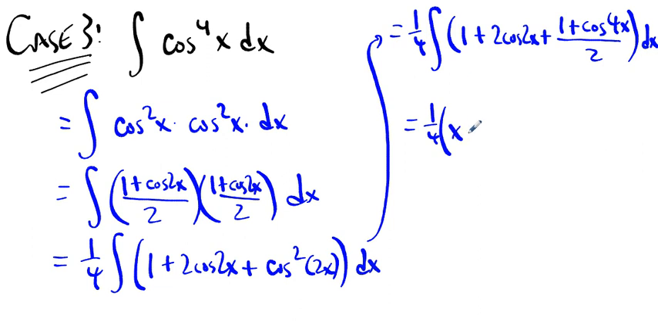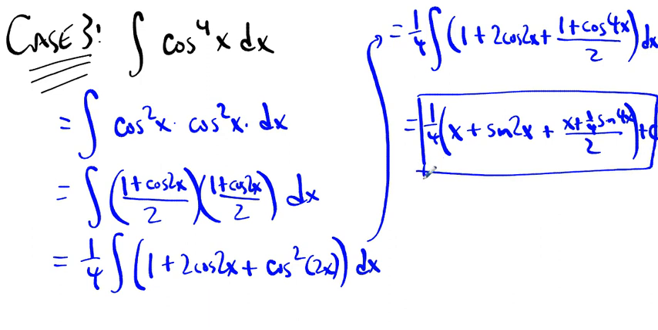The integral of 1, got it. The integral of 2 cosine 2x, got that. Took me a minute, needed to do a u sub in my head. Plus, I can do that. A little bit trickier, but I can do that. Plus a constant. It doesn't have to look nice. It just has to be right.